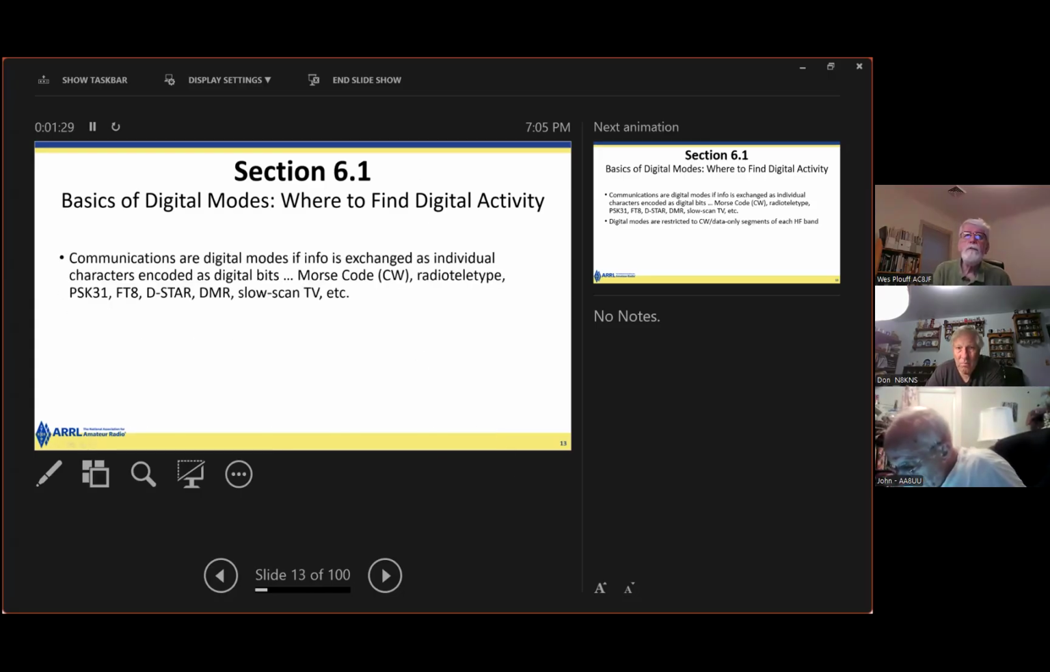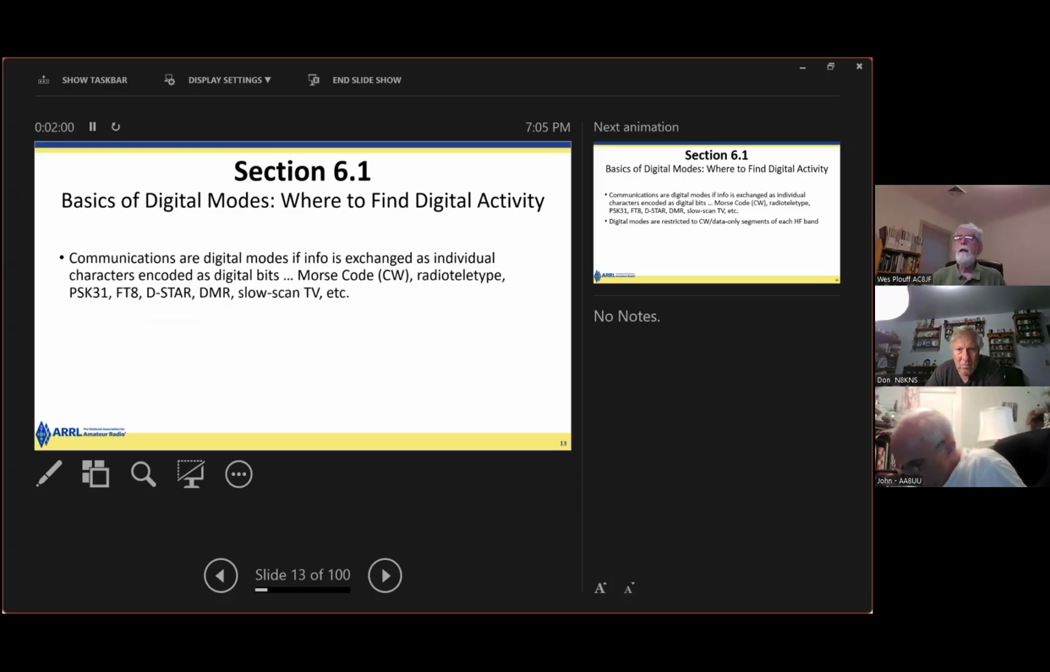What do we mean by digital modes? We mean something is a digital mode if we encode text characters as digital bits. That's not quite the whole definition. I mean, we stretch that a little bit. We do radio teletype and PSK31 and FT8, which are all data. It's all computer stuff that you recognize.